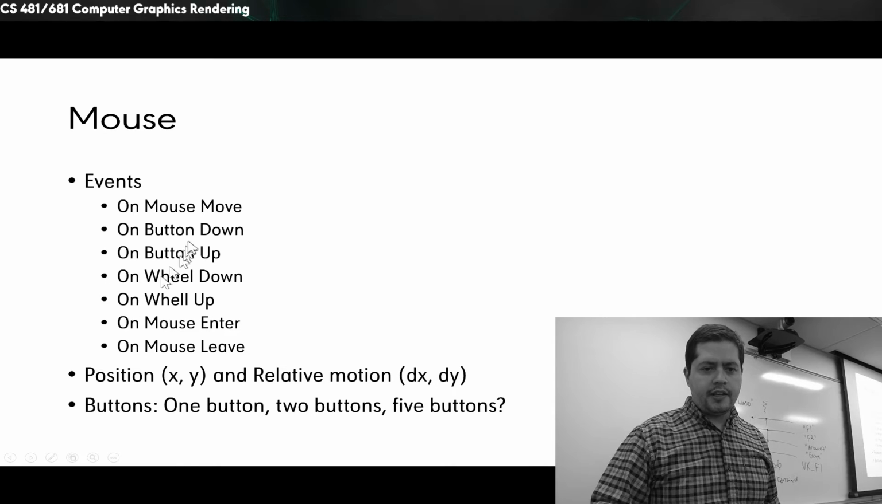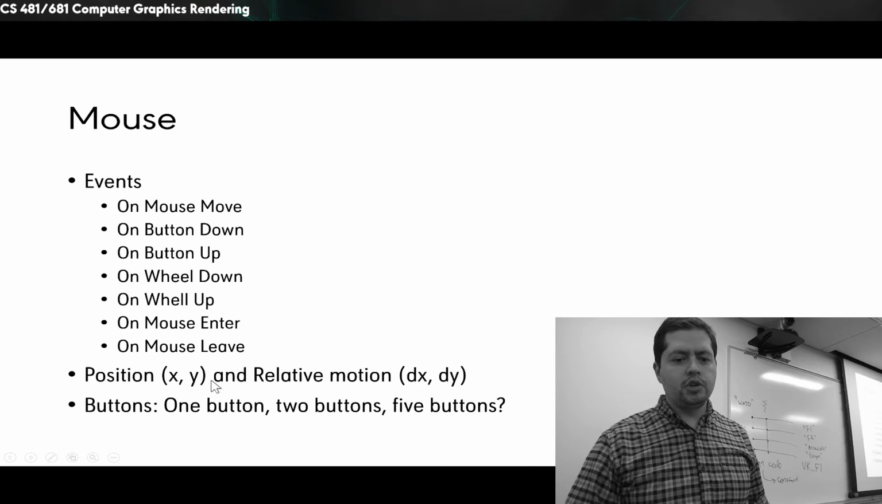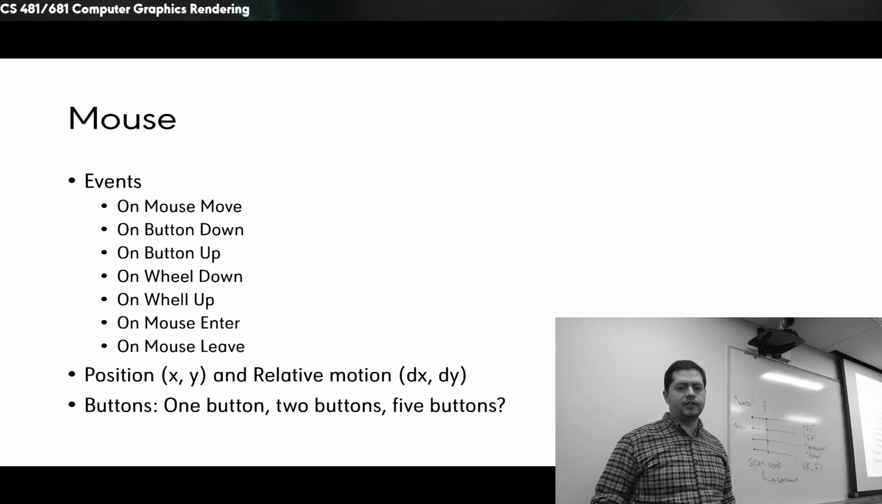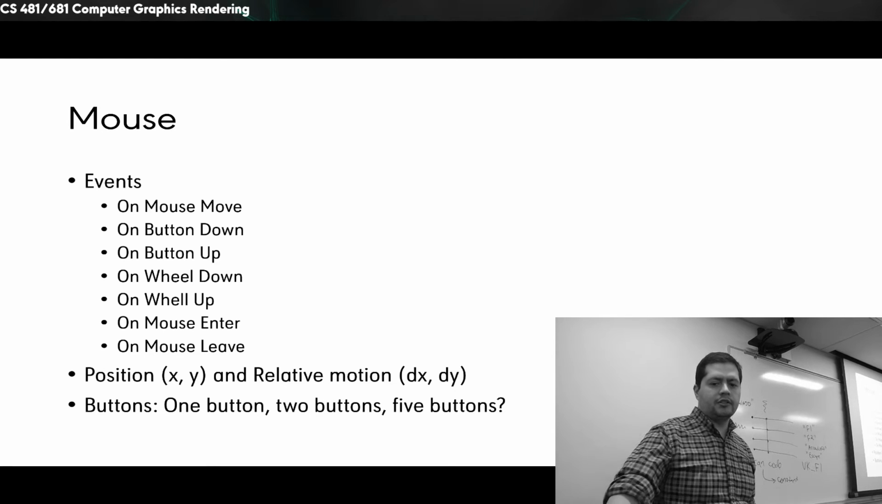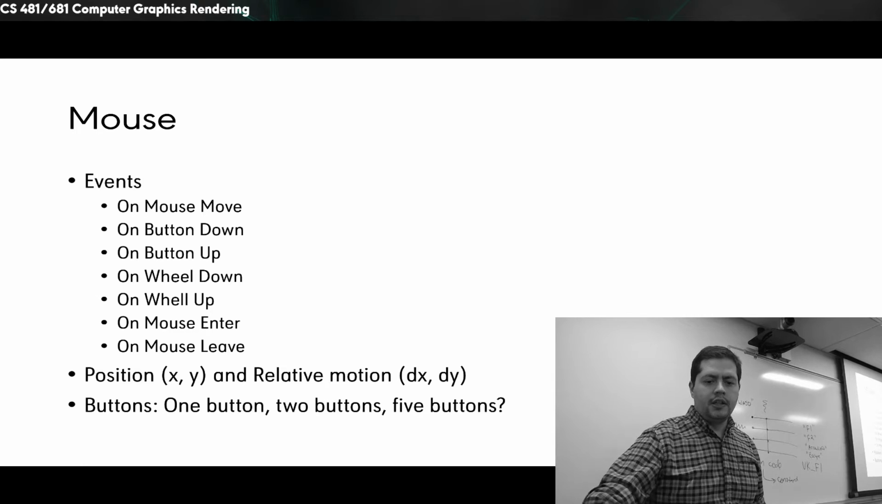Okay, and the kinds of motion that we're interested in are position and relative motion. So in other words, sometimes you want to know where the mouse is exactly, like where is it on the screen. The other part is, well, just how much did it move by? I just want to know how fast the mouse moved. Okay, so the operating system will normally report X, Y. Sometimes it'll report a delta X and a delta Y for you.